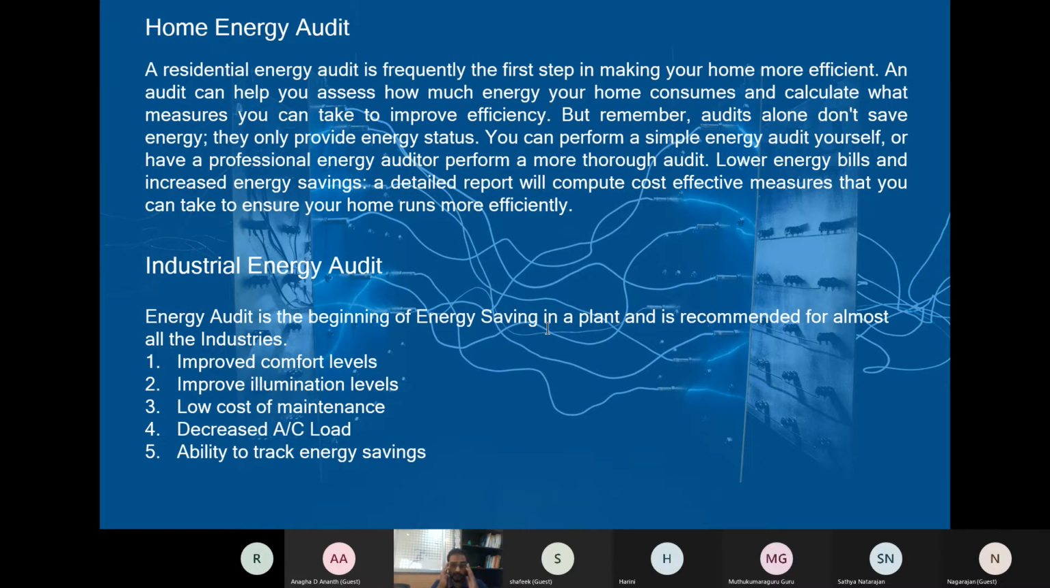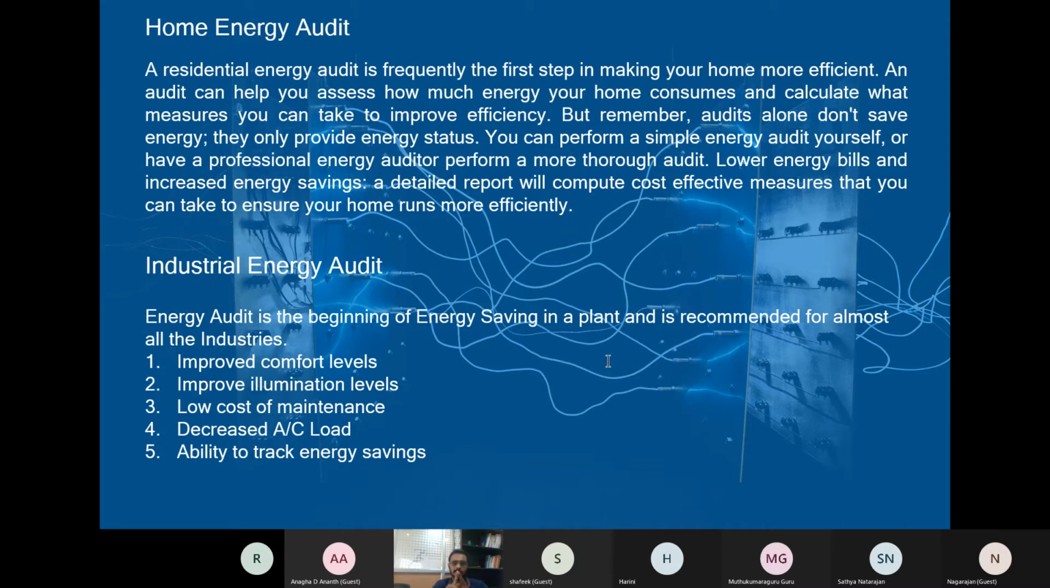So here is some of the energy audit importance in homes and industries. That is home energy audit. A residential energy audit is frequently the first step in making your home more efficient in terms of energy consumption. An audit can help you assess how much energy your home consumes and calculate what measures you have taken to improve the efficiency. But remember, audits alone don't save your energy. They also provide energy status.